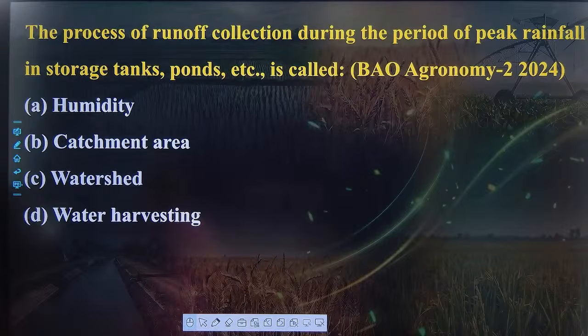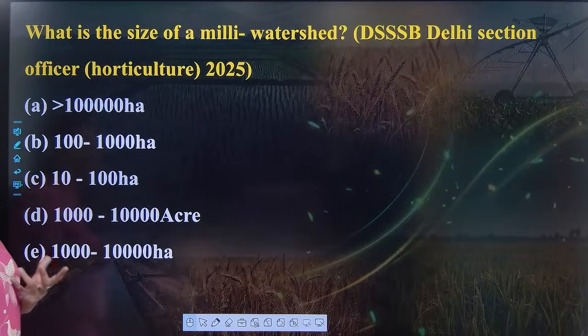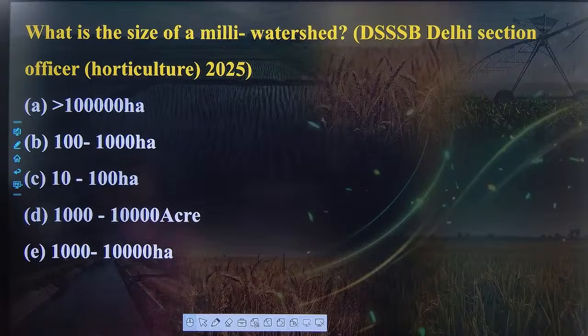Next, BO Agronomy 2024. What will be the answer? Come on. Tell me. Humidity, catchment area, watershed, or water harvesting? Okay, fine. It is option number D, water harvesting. Okay, good. Next, type of watershed. What is the size of Milli watershed? Tell me.